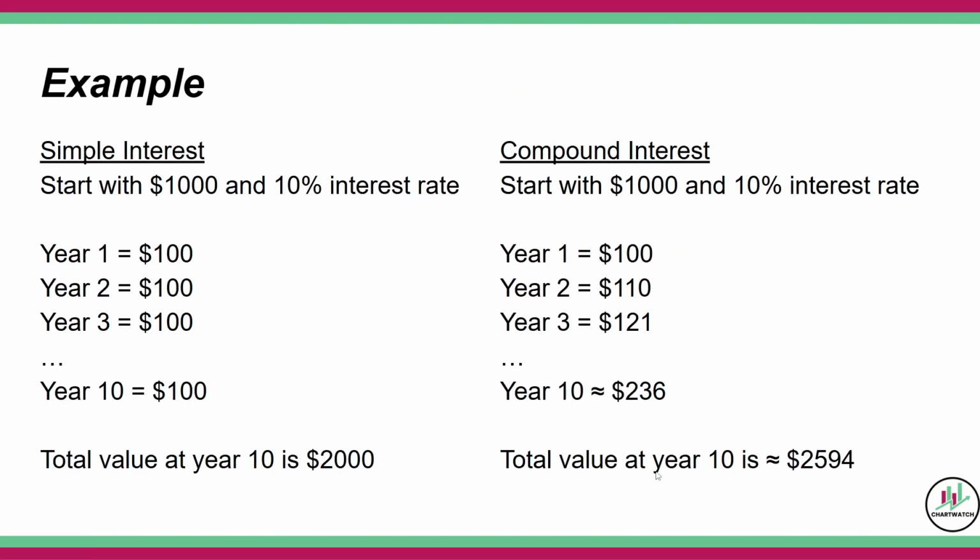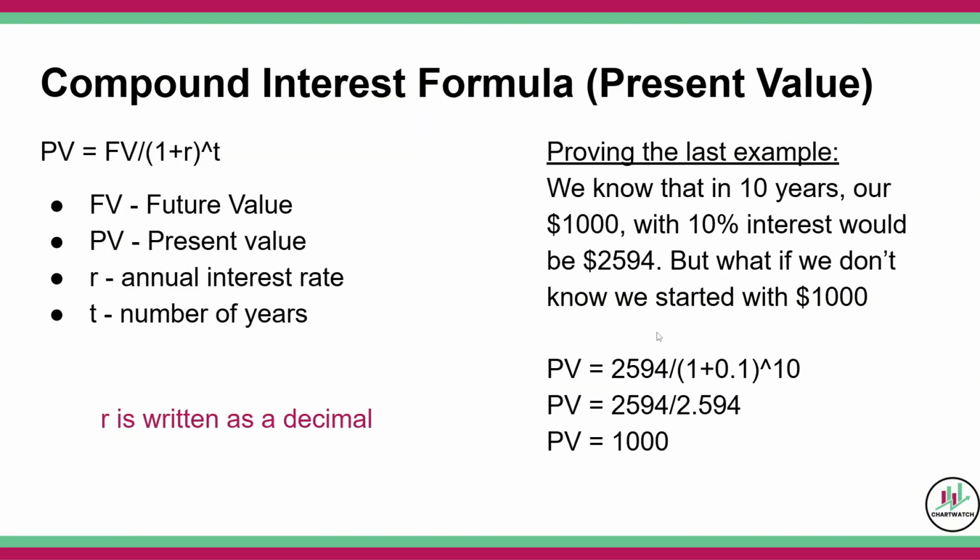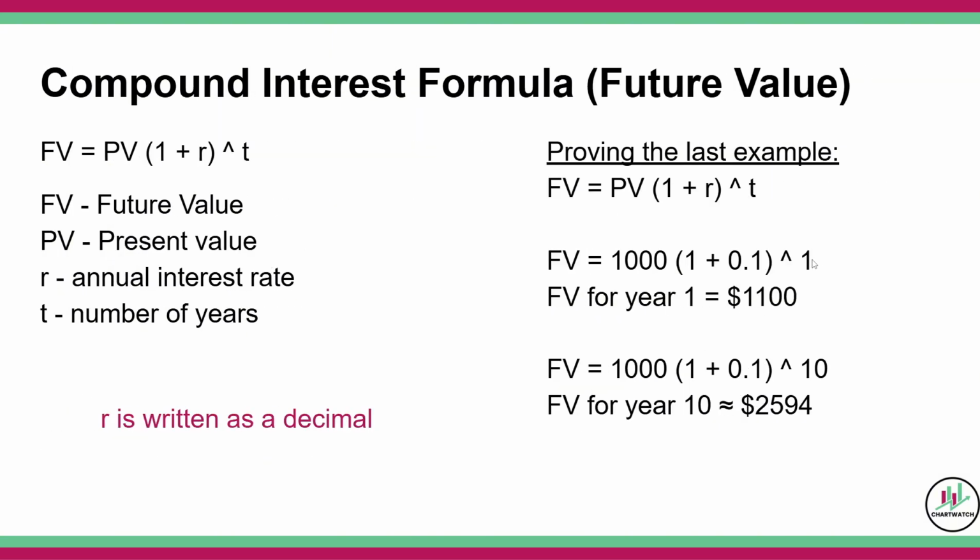So we're going to prove this example. We know that the future value at year 10 is 2,594. If we put it into the equation, future value is equal to our present value, which is 1,000, multiplied by 1 plus your interest rate of 10%, so 0.1, to the power of 1. This is for the first year.